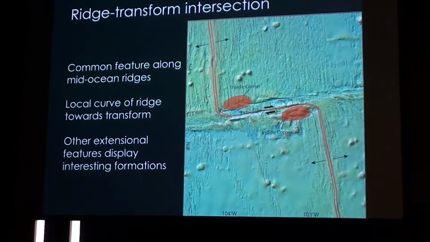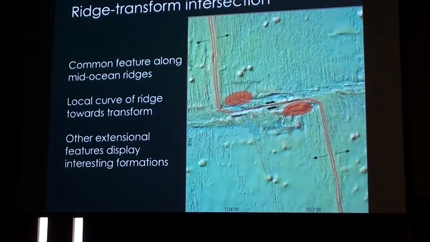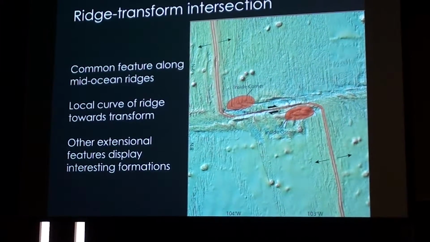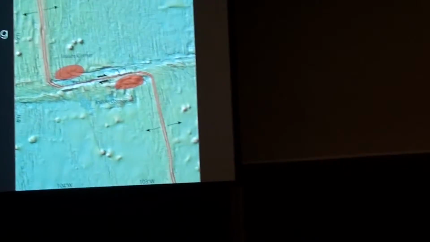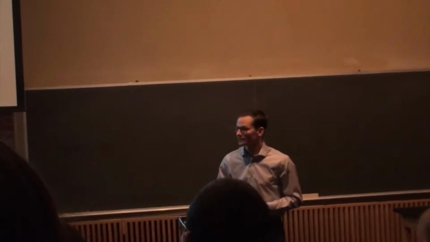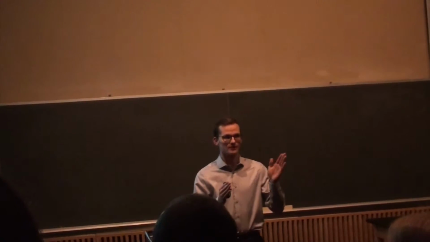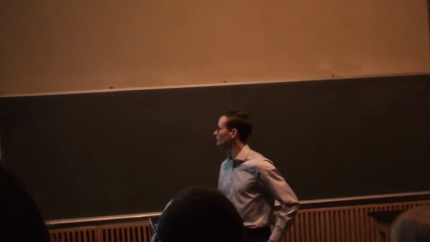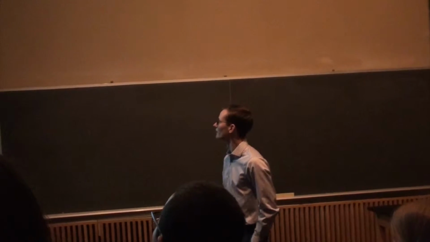So what is a ridge transform intersection and why do we want to model it? A ridge transform intersection is a very common feature along mid-ocean ridges, and it occurs when you have two ridge segments that are offset from each other, which forms a transform fault in between them.